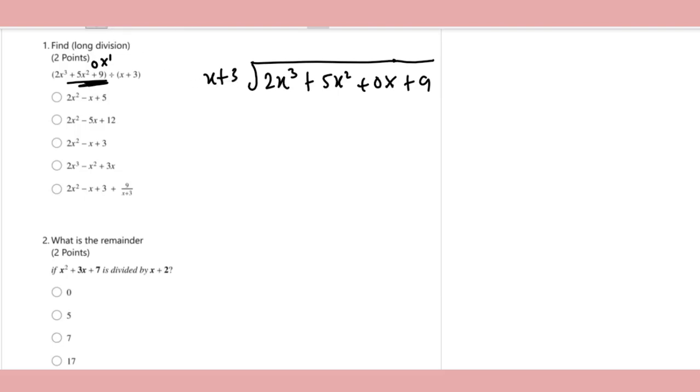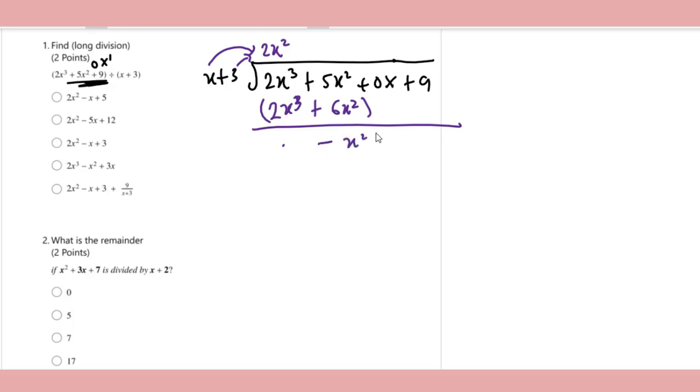First step, we want something, this one is x. 2x cubed. So x times something is equal to 2x cubed. Something is 2x squared. X times 2x squared is equal to 2x cubed. 3 times 2x squared is equal to 6x squared. Then minus this term, 2x cubed minus 2x cubed, 0. 5x squared minus 6x squared, negative x squared.